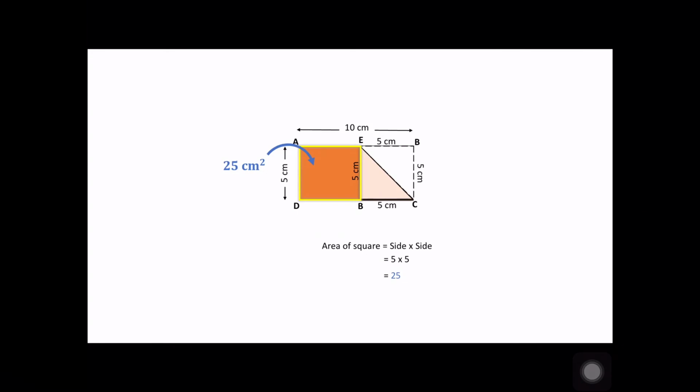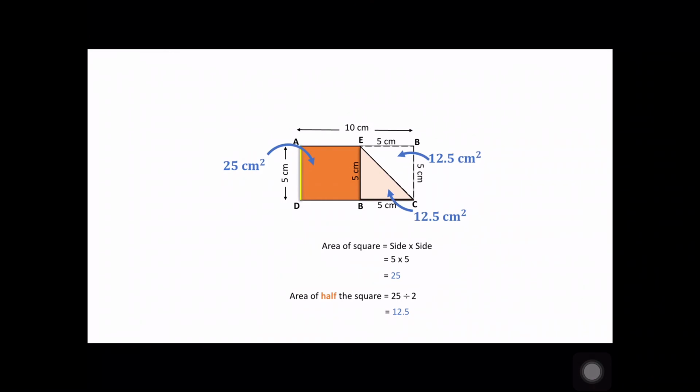So the triangle EBC is half of the area of the square. The area of square is 25. So half of 25 is divided by 2. So the area of the triangle is 12.5.